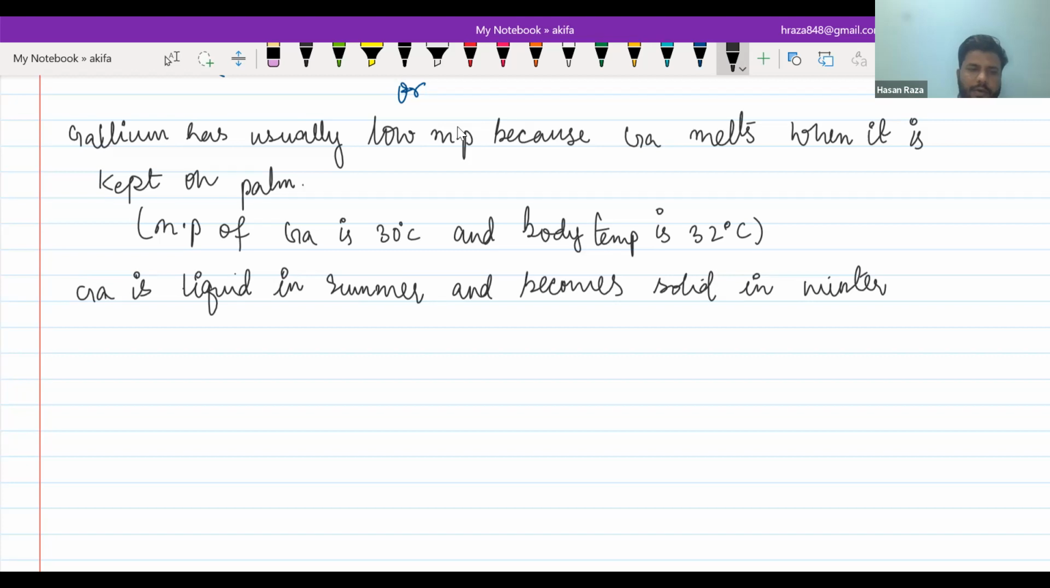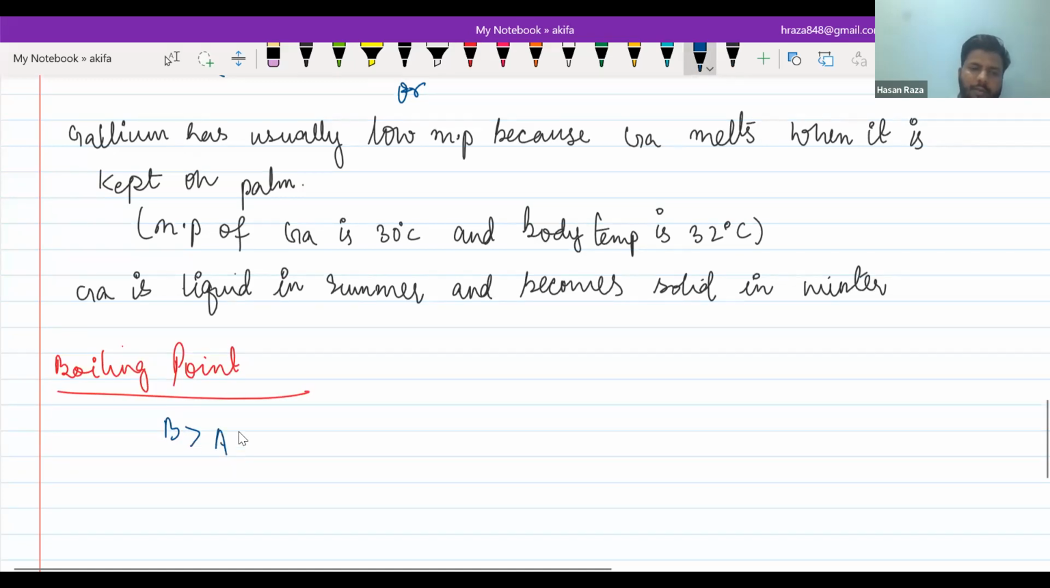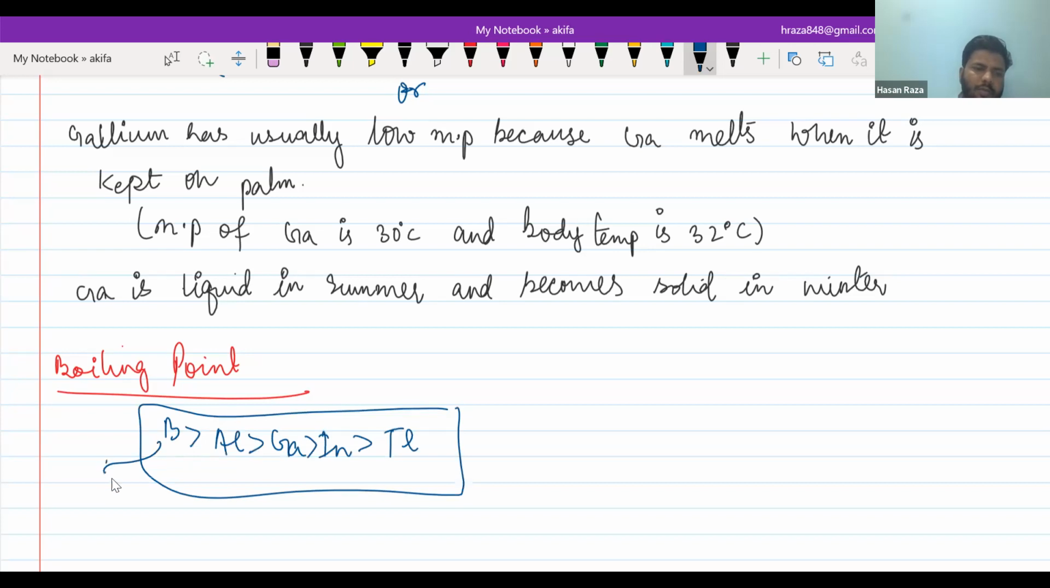Now that's very important. We are going to do it for boiling point. Can you arrange it in boiling point? See what is the difference. Boiling point: boron, then aluminum. This is the same. This will be the downward. It will decrease. Since boron has an icosahedral structure, its boiling point is higher.